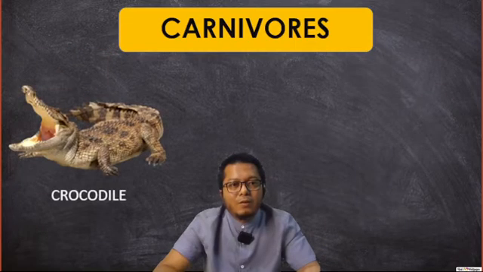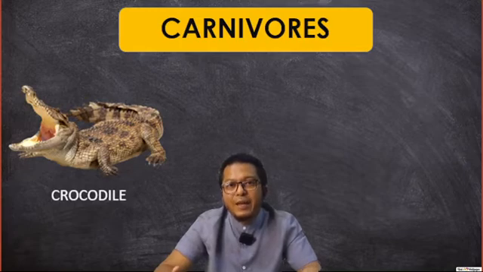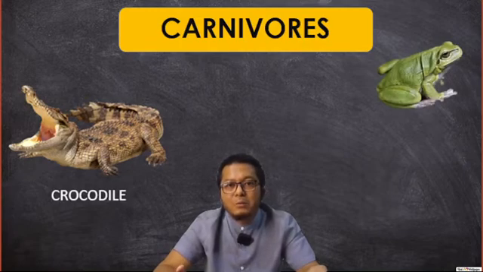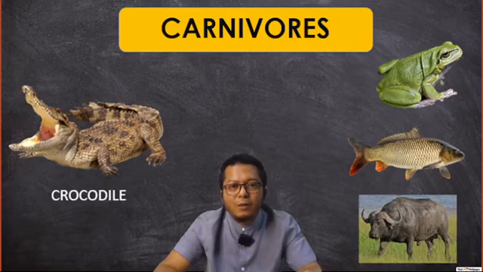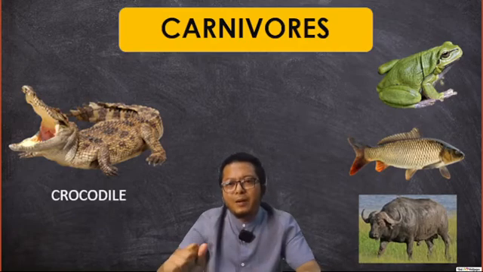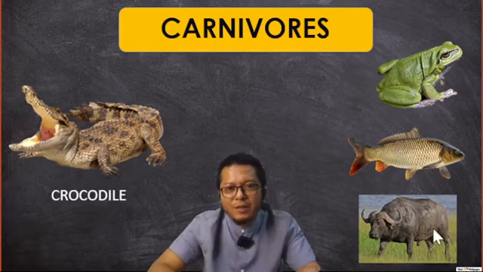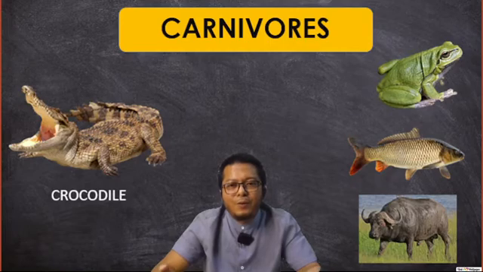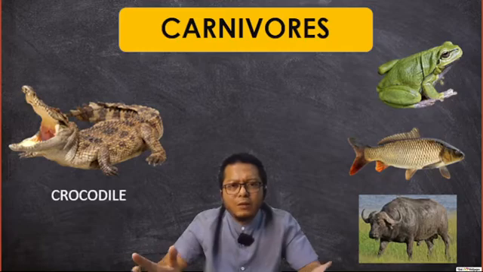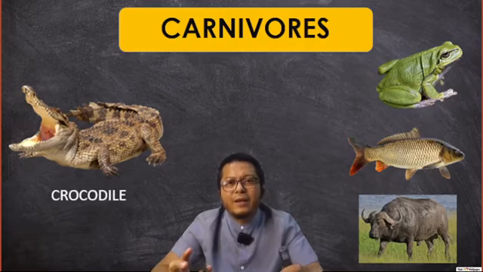Next, crocodile. Crocodile is a big animal, so it can eat something bigger. They can eat frogs, but they can also eat something bigger, like big fish or even a wildebeest, the name I remember. The name for this animal is wildebeest. It looks like a buffalo, wildebeest buffalo, if I'm not mistaken. So a crocodile has a big body, so it can catch something big and eat them.